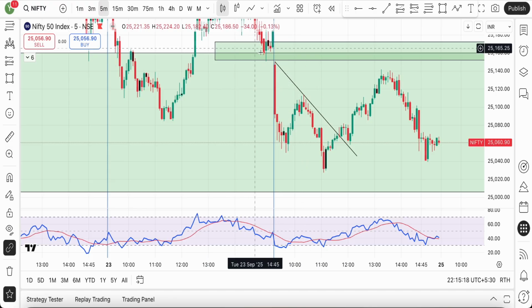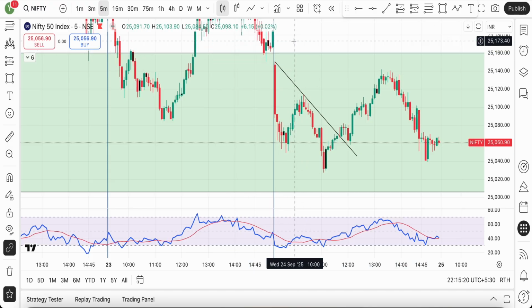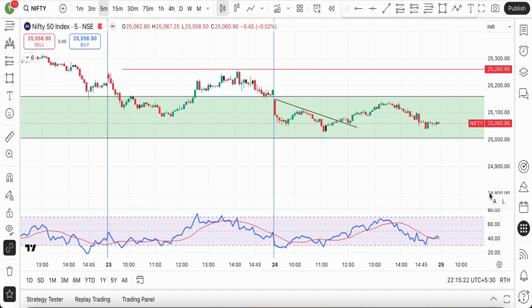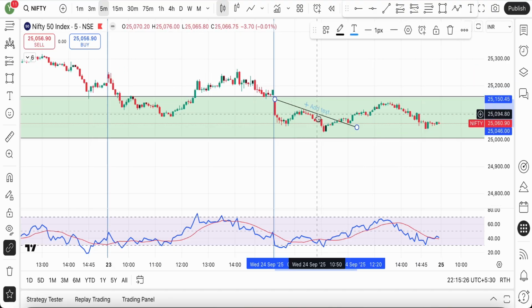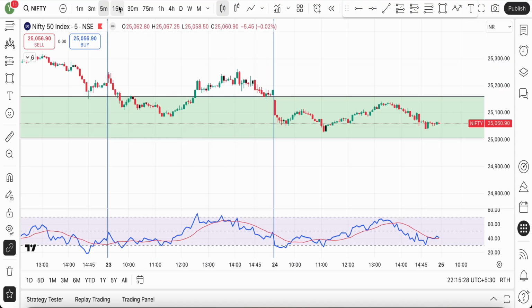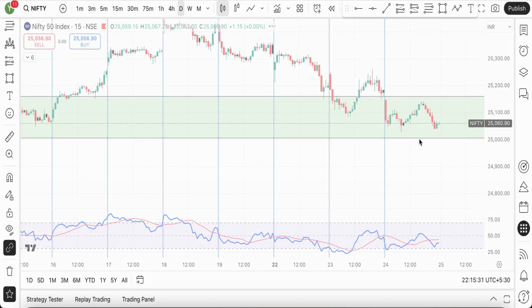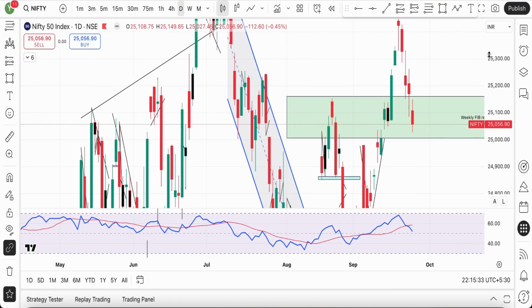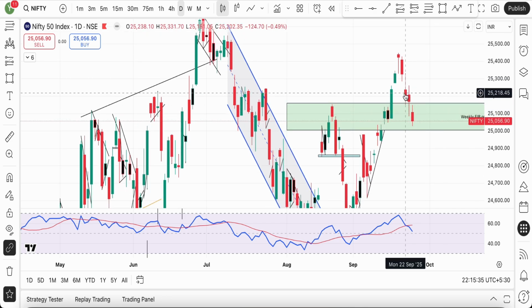Now, coming for tomorrow, we don't need this level. We don't need this. I'll also be deleting this for the sake of avoiding any confusion. We'll start with the daily time frame. Now try to understand for the last 3, 4 days. I'll just take 3 days.